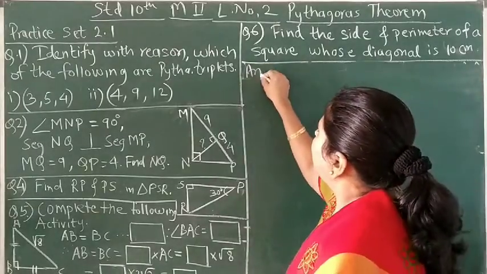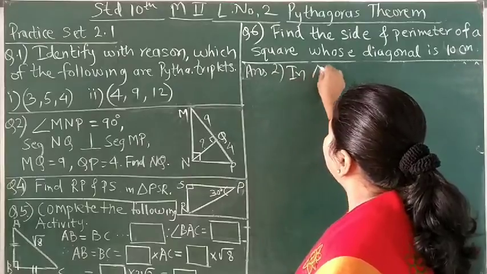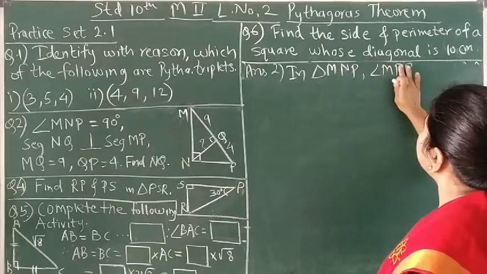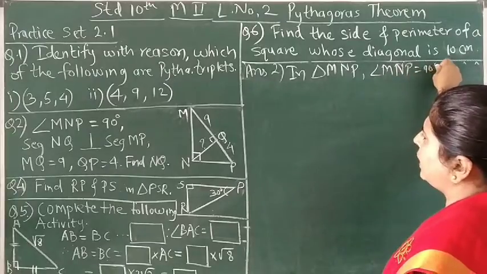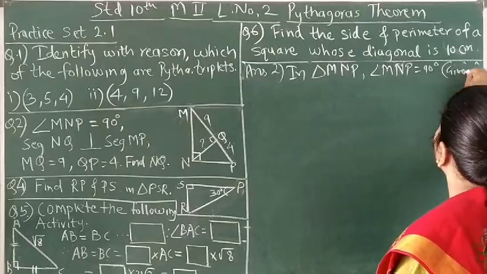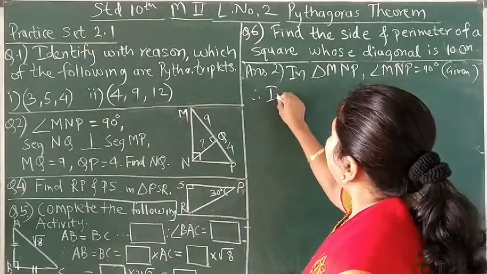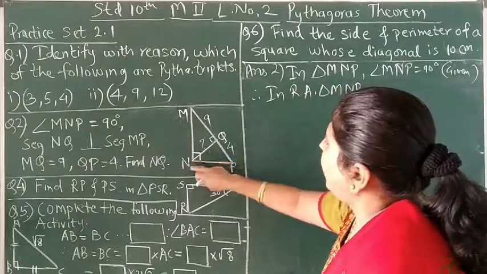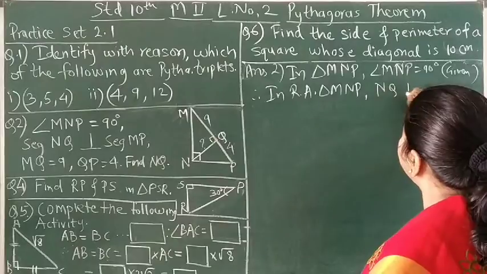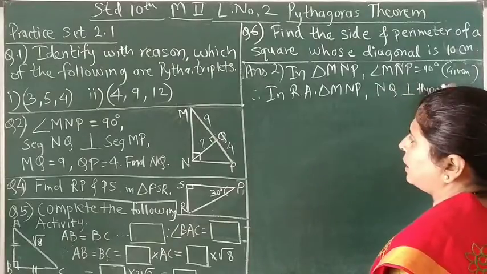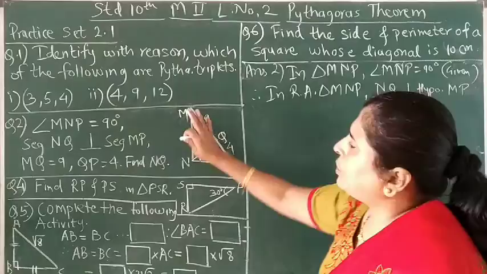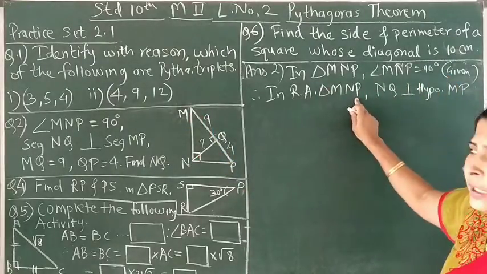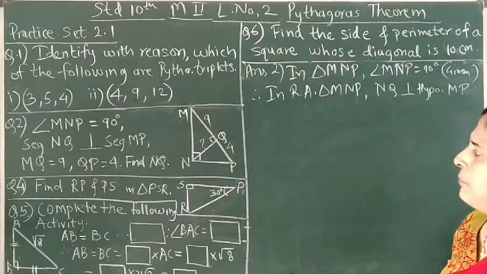So answer number 2: in triangle MNP, angle MNP is equal to 90 degrees, given. Therefore, in right angle triangle MNP, segment NQ is perpendicular to hypotenuse MP. As it is a right angle here, 90 degrees, and this is the perpendicular drawn on the hypotenuse.